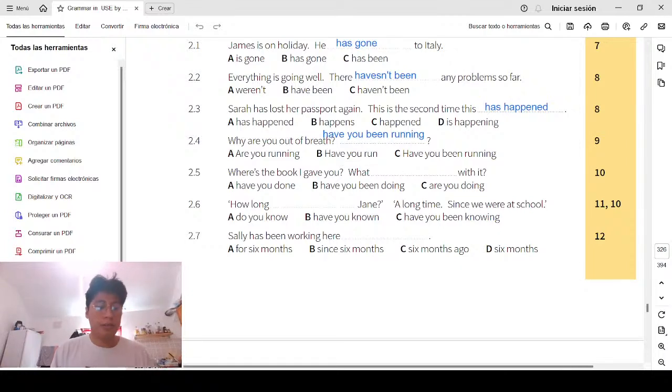Okay, so remember, what's the difference between present perfect and present perfect continuous? In the present perfect, the action is already done, already finished. But in the present perfect continuous, we're talking about an action that happened in the early present, but it still happens now.